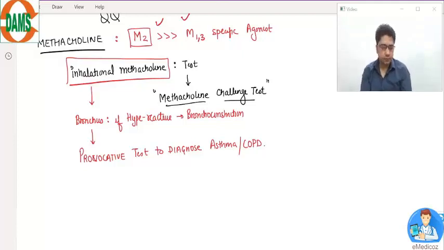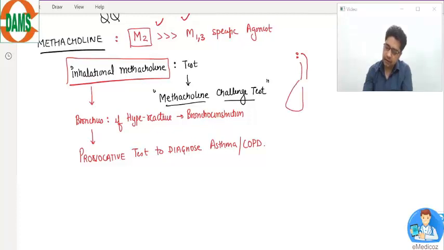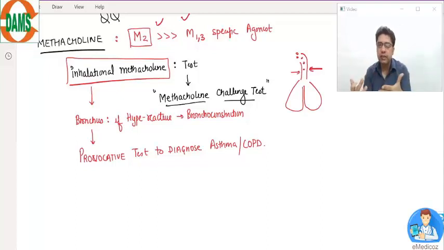So what is methacholine challenge test? When a person inhales methacholine, it will go to the bronchus, and if the bronchus is hyperreactive, it will lead to bronchoconstriction. We know that acetylcholine-like drugs produce bronchoconstriction. Remember this part. It has M3 action also.